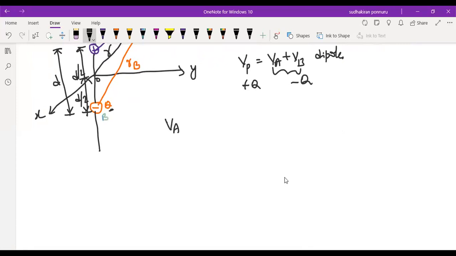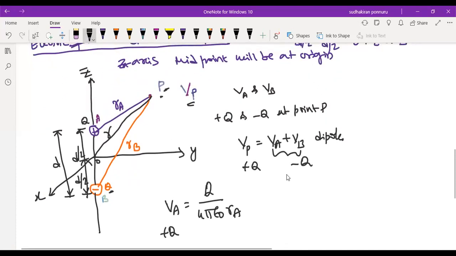At A you have plus Q charge, therefore the value is Q divided by 4 pi epsilon naught RA. So this is the distance: from A to P, the distance is RA. Therefore I have written VA is equal to Q divided by 4 pi epsilon naught RA.